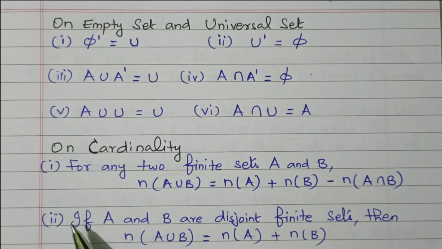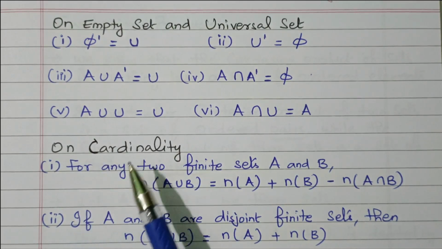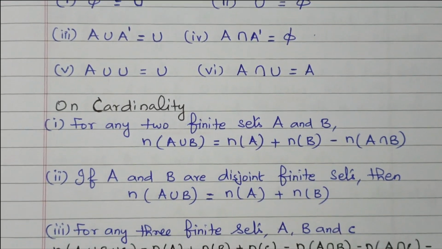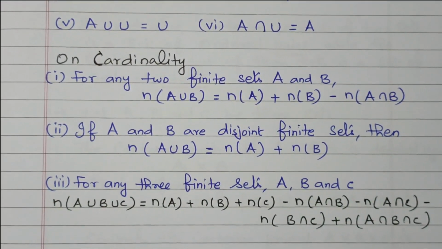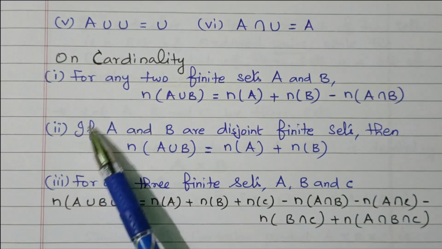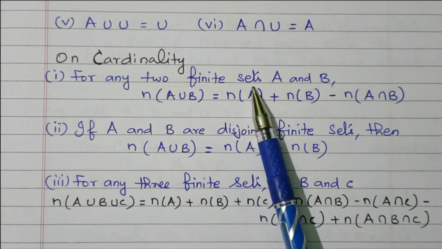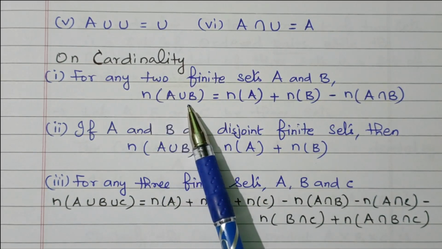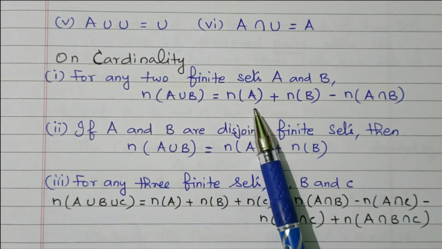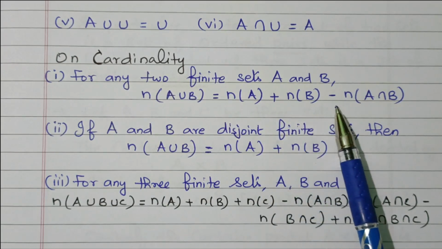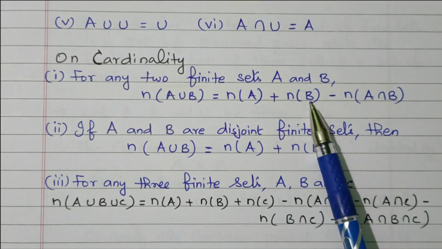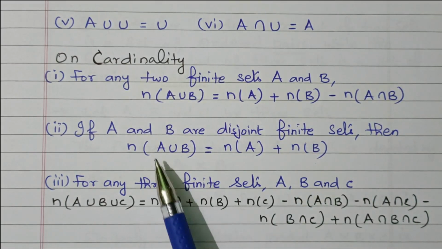Right. Next one is on cardinality. Cardinality, the next property. We'll see that. The first one, for any two finite sets A and B, we can write n of A union B equal to n of A plus n of B minus n of A intersect B. So these three will give the number of elements.